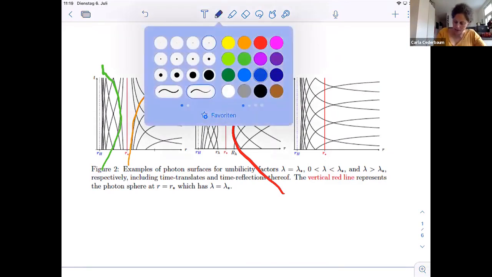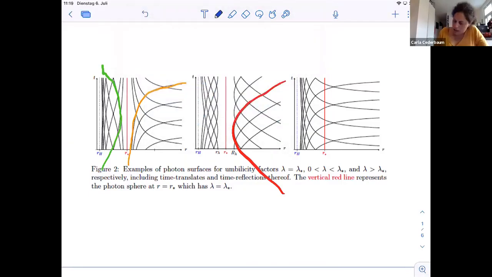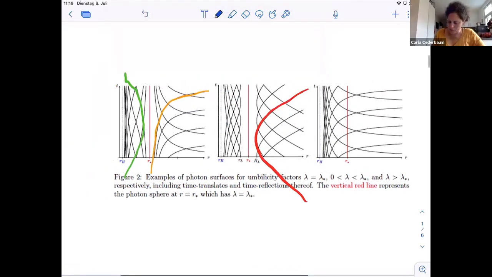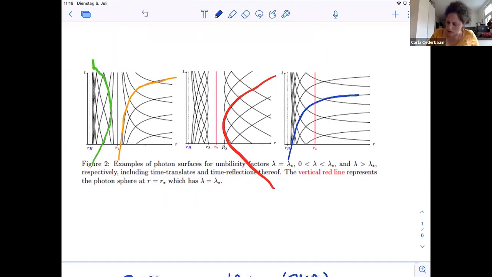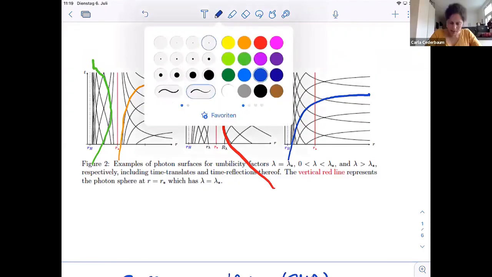And others can come in from the black hole horizon and then move away to infinity. And all of these also exist in their time reflected versions, and they also all exist in their time translated versions. And this is due to the time translation and time reflection invariance of the Schwarzschild spacetime. I forgot to mention one type.